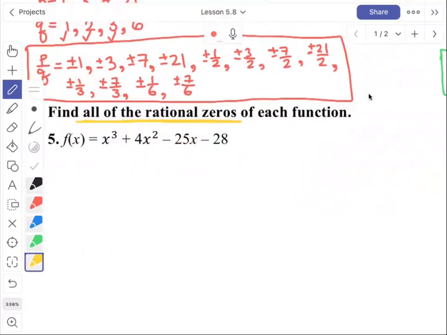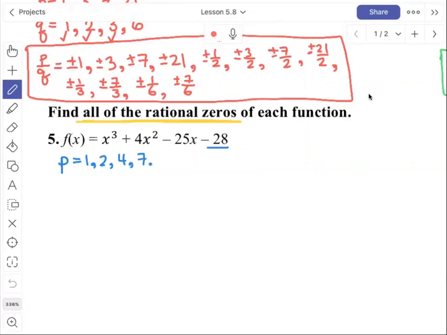So this is how you do it. First, we're going to list out the possible ones, right? Start with that list. So do the same thing we did before. List out our P factors: 1, 2, 4, 7, 14, 28. Q factors, leading coefficient is 1. All right, so P over Q, we have plus or minus 1, 2, 4, 7, 14, and 28. All right, and this is the list we're going to work off of, okay?